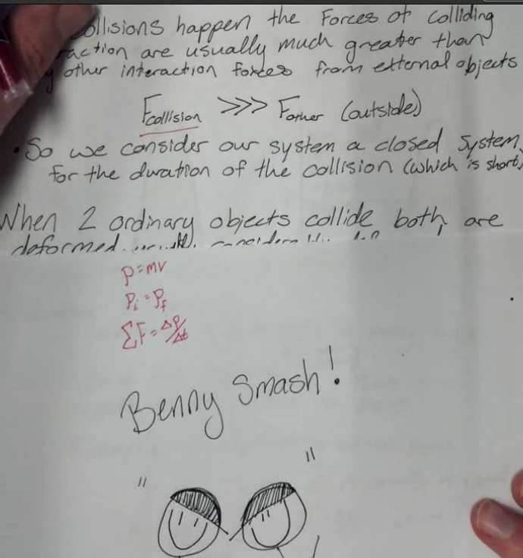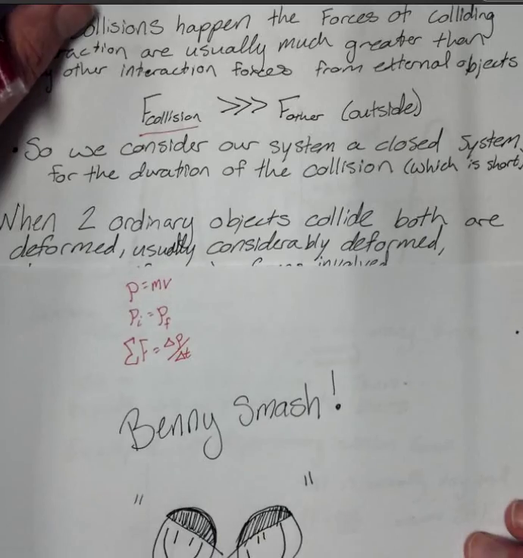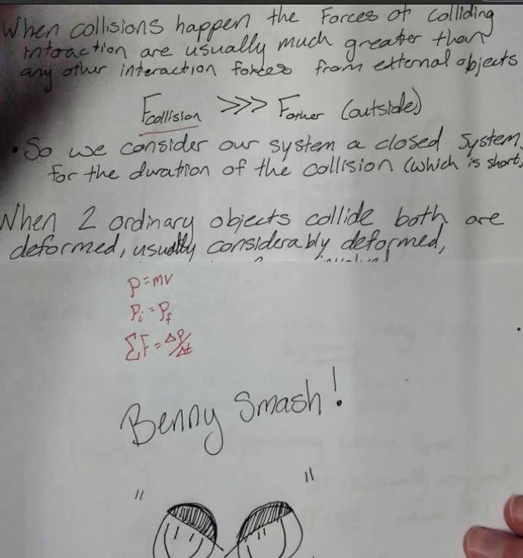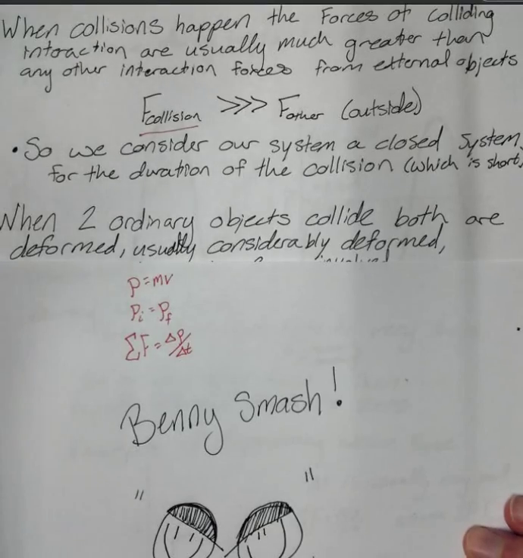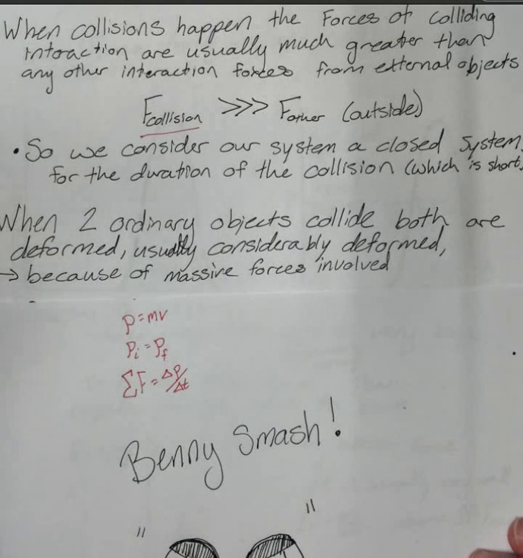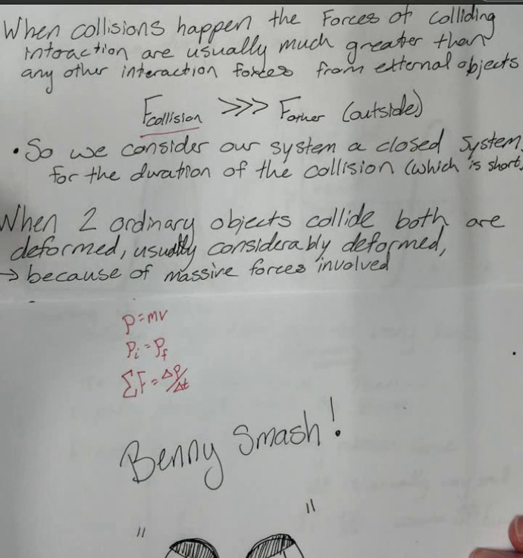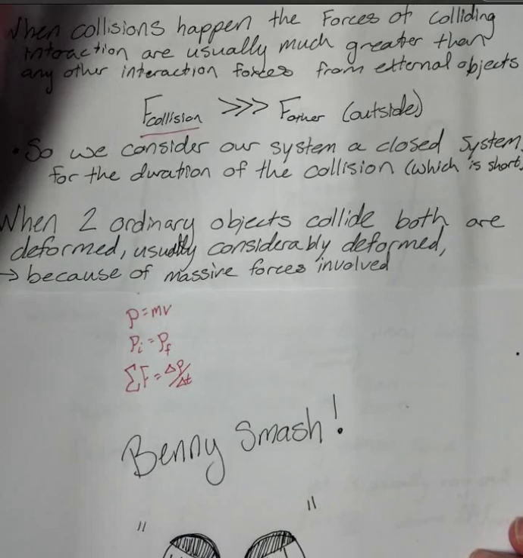When two ordinary objects collide, in general, they're usually deformed, usually considerably deformed. Take a look at some of the slow motion videos that are attached in this assignment, and you'll be able to see different examples of deformity during collision. But the deformity that occurs when two objects collide is because of the massive forces that are involved during the collision, and those massive forces are the collision forces. They're Newton's third law, equal and opposite on both objects.